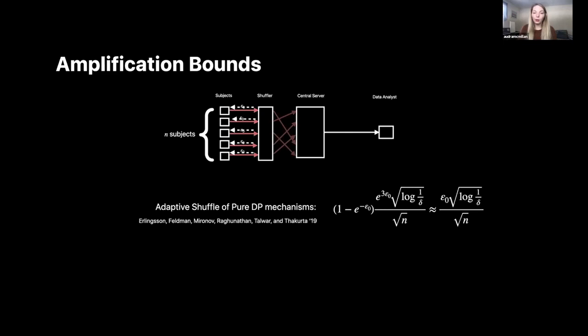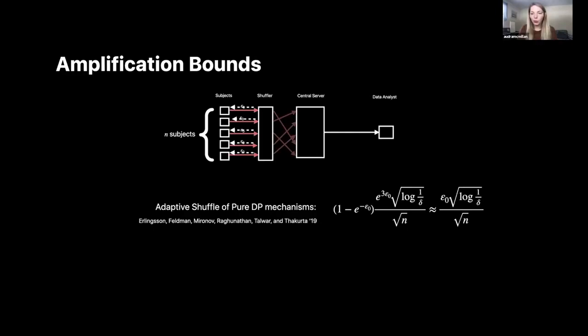Okay, so what this Erlingsson et al. paper showed is that the output of the shuffler, so if I look at this output in the central model, is private. So if all the mechanisms are epsilon-naught DP, then the output is epsilon-delta DP, where this formula here gives me the epsilon. And this is actually really important in both the low epsilon-naught regime and the high epsilon-naught regime. So the bound I'm giving here, the second kind of approximate bound, is only for small epsilon-naught. But we get this kind of epsilon-naught divided by square root n.